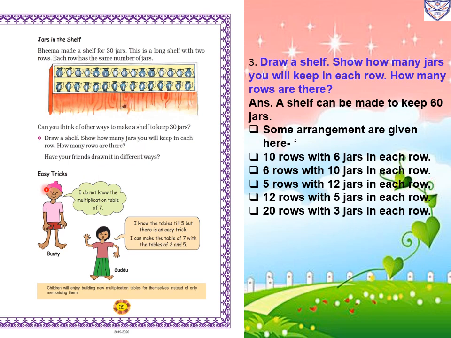Easy tricks. Bunty is saying, I do not know the multiplication table of 7. Now Gudu says, I know the table till 5, but there is an easy trick. I can make the table of 7 with the help of the tables of 2 and 5. Now she is saying, I know up to table 5, then with the help of the 2 and 5 tables, I can make table 7. So we will see how she is going to do that.